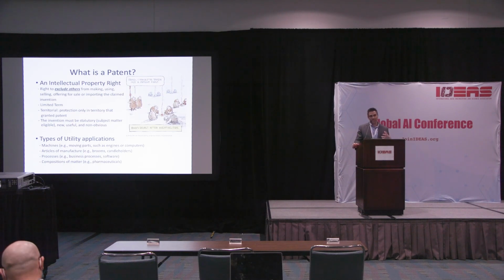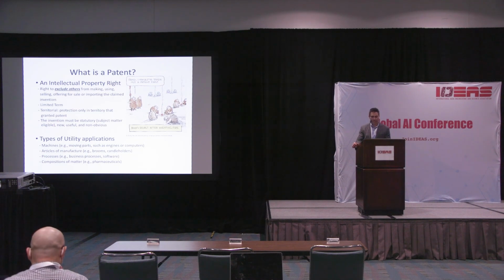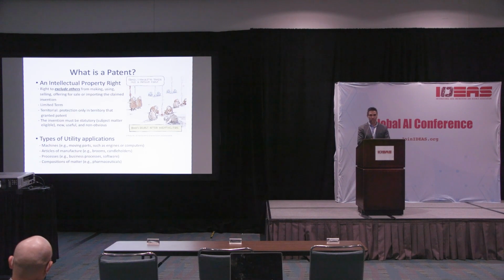It says per country. There's no general one. We'll go over this later too, but there are certain requirements it has to meet: it has to be subject matter eligible, it has to be new, useful, and unobvious. And there are different types of utility applications: machines, articles of manufacture, processes, which is what we'll focus on today, which software falls under, and compositions of matter.